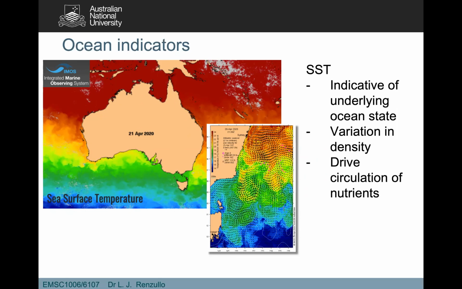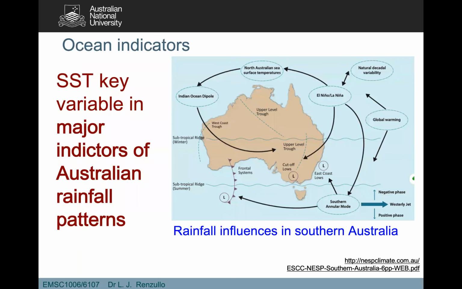For our purposes, the sea surface temperature is a key variable in some of the major indicators of Australian rainfall patterns. We'll talk about a couple of these in further detail, but basically it's the temperature that drives the density differences, which drives the pressure differences, which drives the circulation patterns we will see.